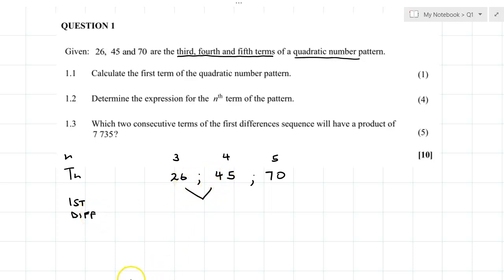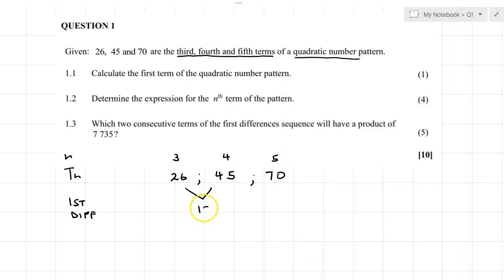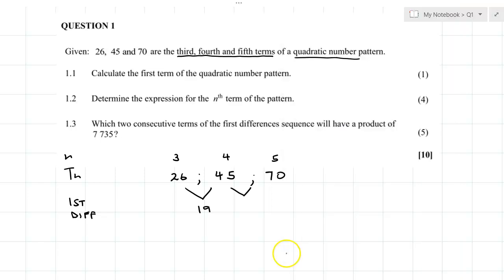So let's find out that linear pattern. We say 45 minus 26, that's equal to 19. And 70 minus 45, that's equal to 25. So our second difference is constant. Therefore, 25 minus 19 should give us 6.